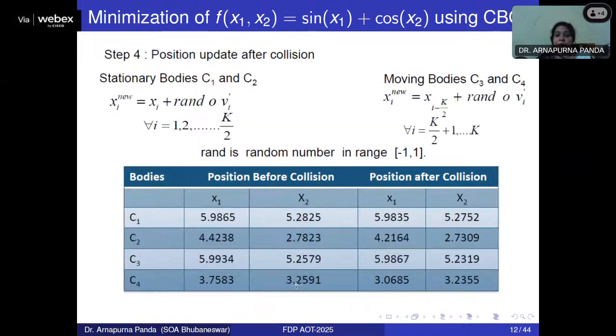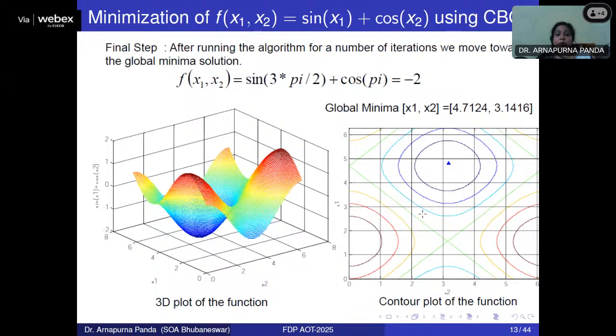Here we update the position. The capital X1 and X2 are the initial positions, and the small x1 and small x2 are the updated positions. Here we consider a random value in the range -1 to 1. Then this is the 3D plot of the function, and this is the contour plot of the function.